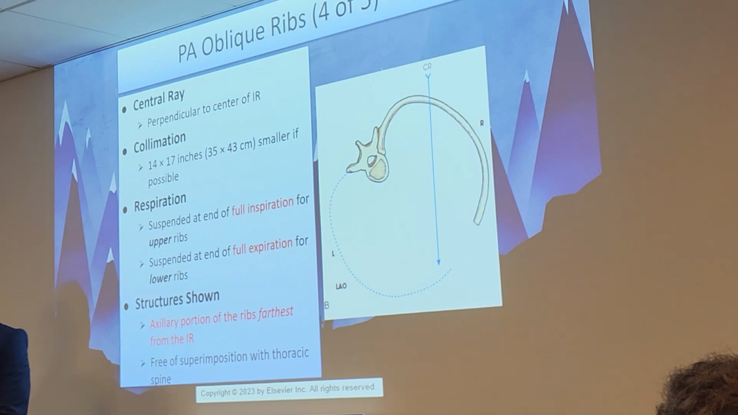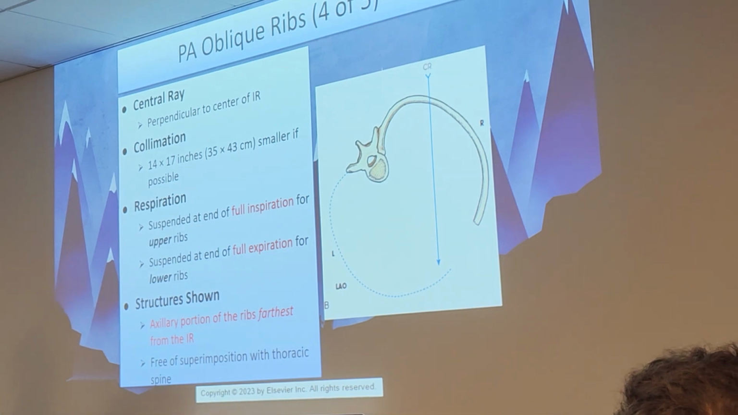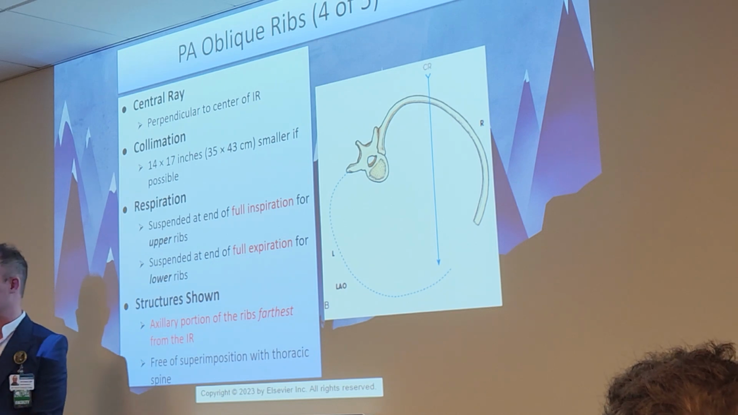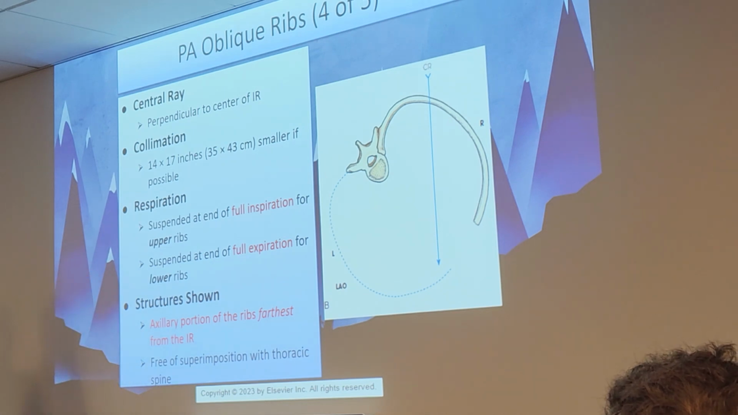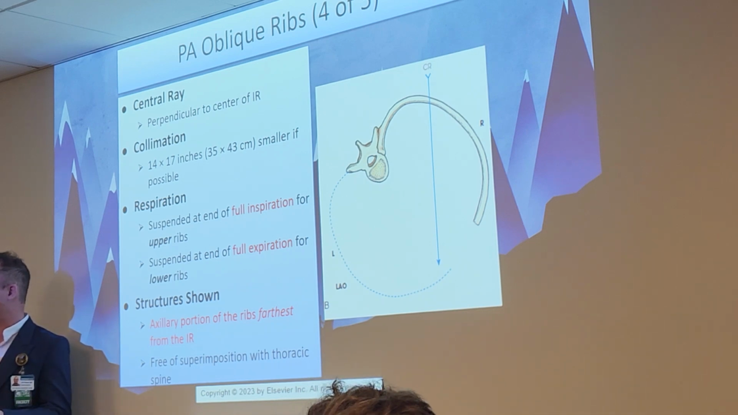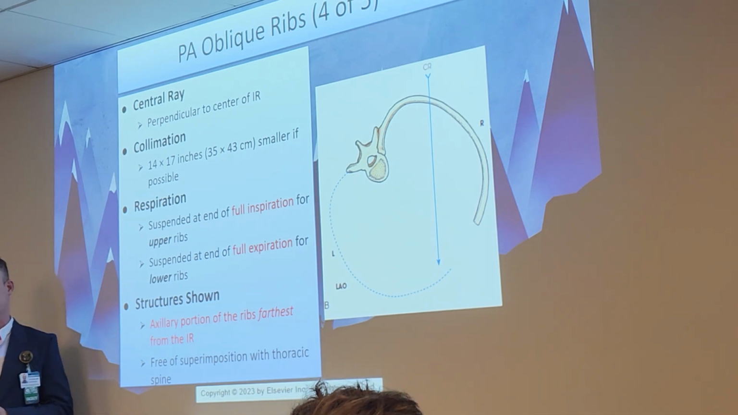All right, so we're still using a perpendicular central ray, 14 by 17. Same aspect on the breathing, guys. For the upper ribs, full inspiration. Lower ribs, full expiration. What are we looking at? The same area, those axillary ribs, but for these PA obliques, we're doing the axillary ribs farthest from the IR, or as we say, the axillary ribs of the elevated or the upside of the patient.